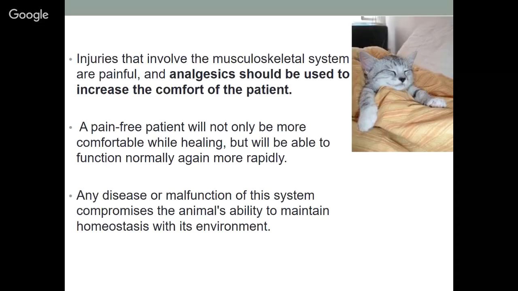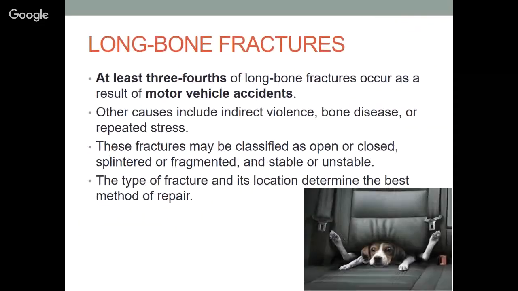Injuries that involve the musculoskeletal system are painful. If an animal is limping, unless and sometimes even if you can find a limb that is shorter than another, then limping indicates pain. Analgesics or pain relief should be used to increase the comfort of the patient. A pain-free patient will not only be more comfortable while healing, but they will actually be able to function normally again more rapidly, which means they're going to heal more quickly. Any disease or malfunction of the system compromises the animal's ability to maintain homeostasis within its environment.